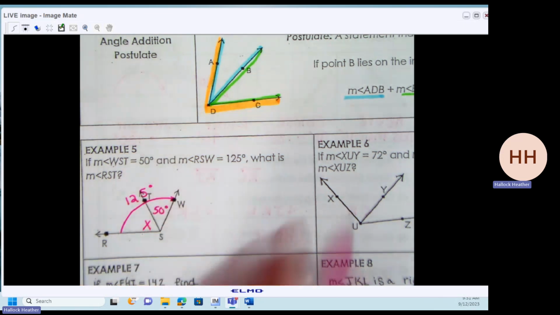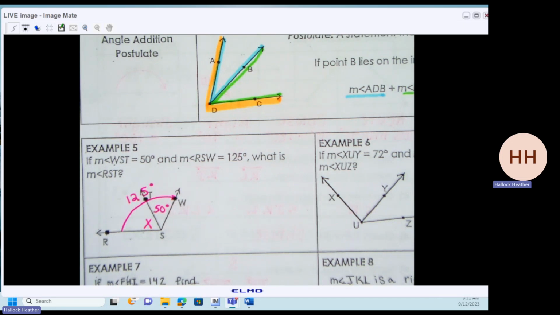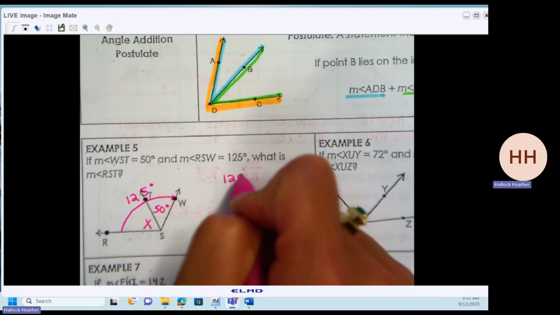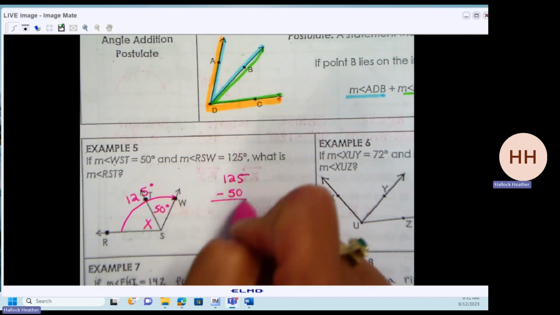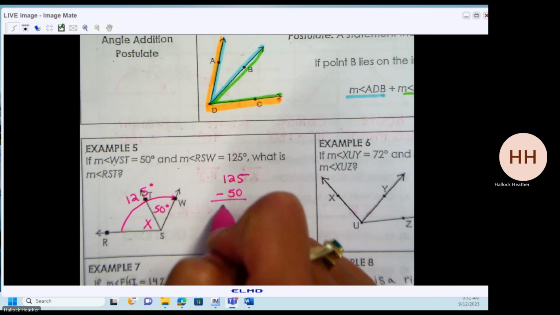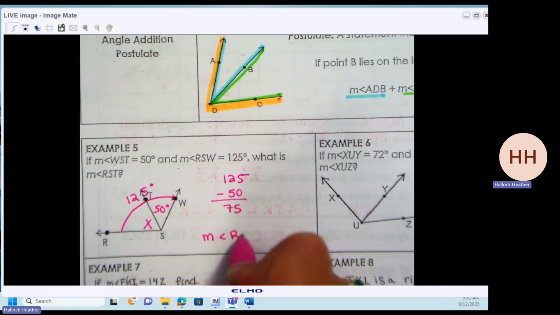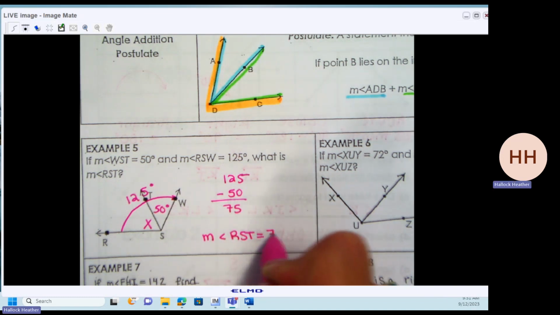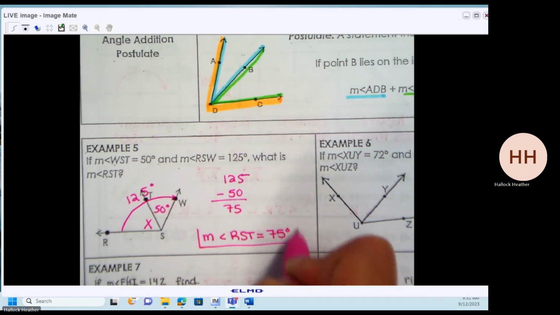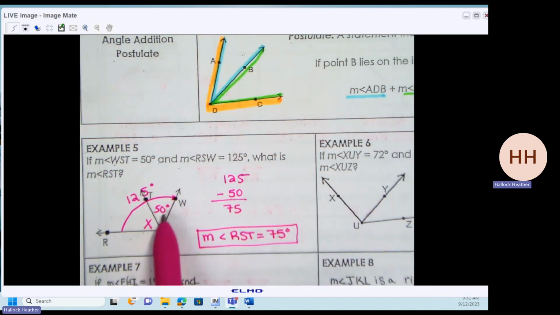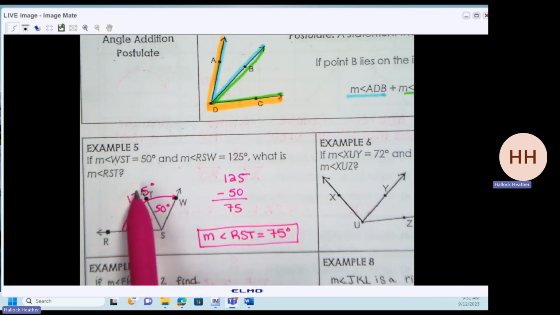I'll just put a little X because it's math class, so we need variables. So there's X. What am I going to have to do to find that angle? The whole thing needs to be 125. So subtract it. I'm taking 125 and subtracting 50. So what do I get? 75. So the way you write your answer is the measure of angle RST equals 75 degrees. Because if the whole thing is 125, and I know this little baby angle is 50, 50 plus something needs to make 125 in total. 50 plus 75 makes 125.